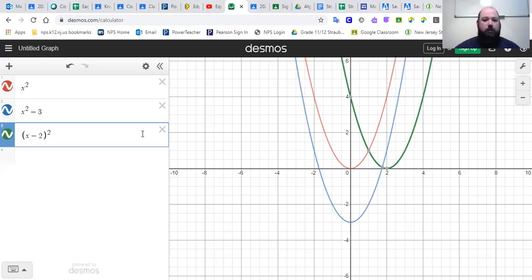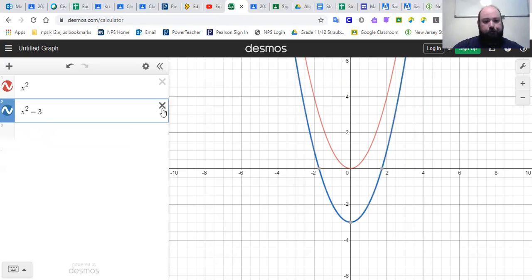And that's all because we're working with the standard equation of a quadratic function, which is a times x minus h squared plus k, where h and k are the center, or the vertex rather. So we can see here translations happen. It's just a sliding left to right.